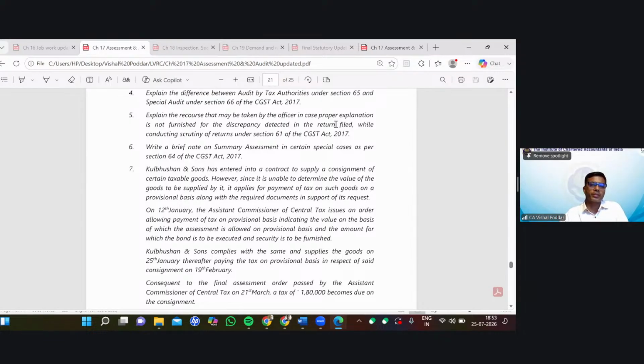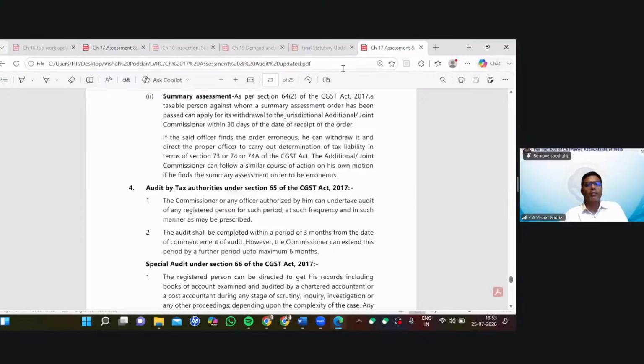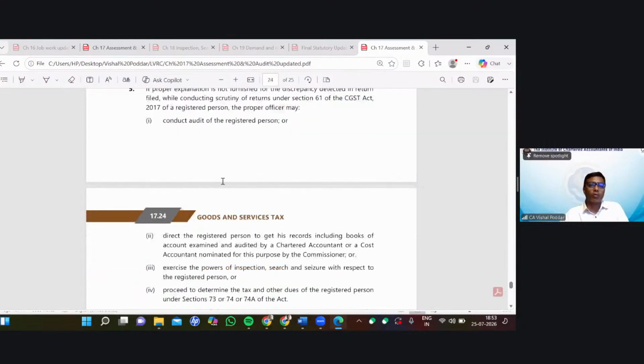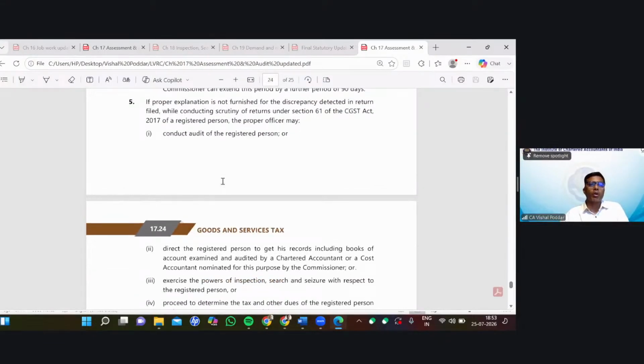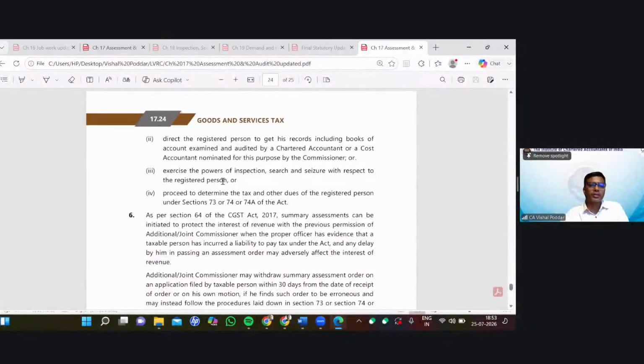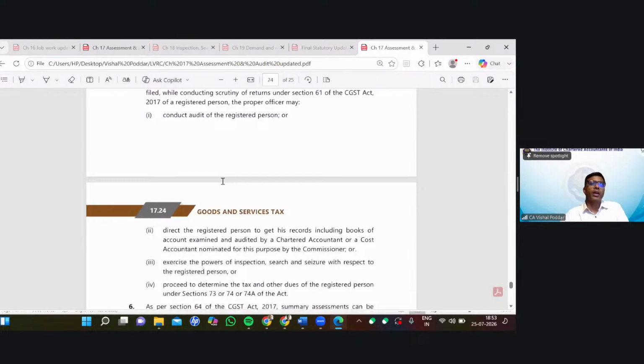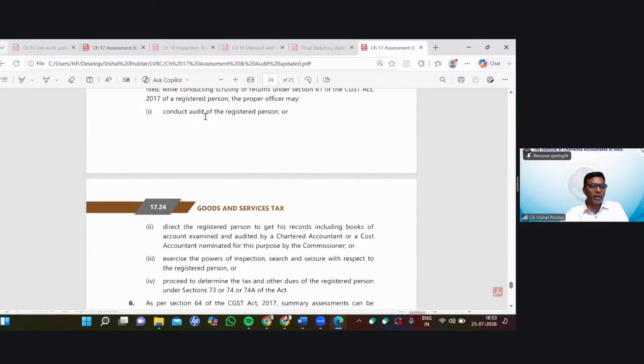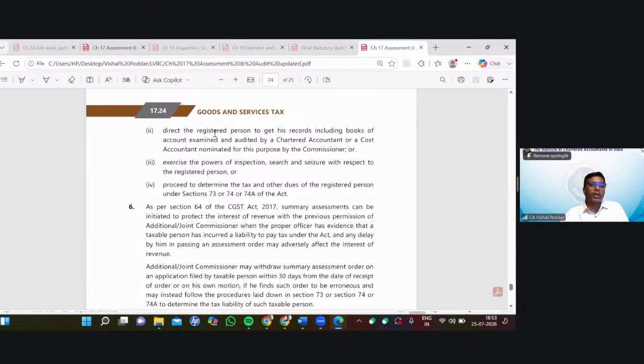So, wherever the officer is scrutinizing your returns and any discrepancy is detected, the officer will intimate you in ASMT 10 and you have to reply in ASMT 11. Now, what if either you do not reply or your reply is not found suitable? In such cases, the officer will have power to proceed with the other provisions of the Act. What are the other provisions? First, he may conduct audit or he may direct the registered person to get his records audited.